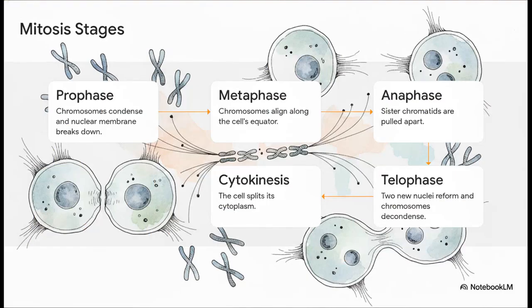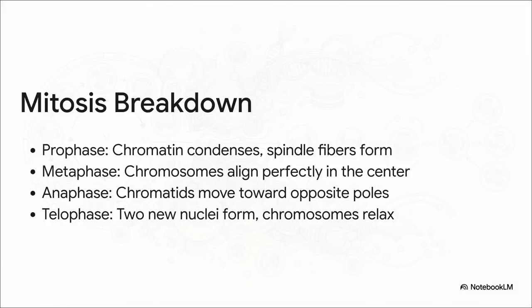To pull this off, the cell goes through 5 highly sequential steps: prophase, metaphase, anaphase, telophase, and cytokinesis. We're going to walk through each one right now. Think of it like a mini story of cellular action, almost like a camera panning smoothly through a microscopic battlefield. First up, prophase.